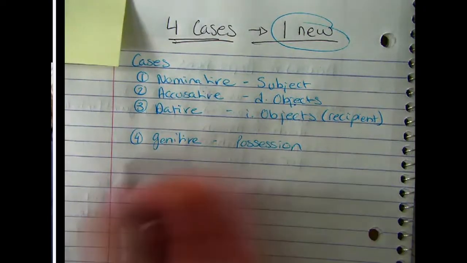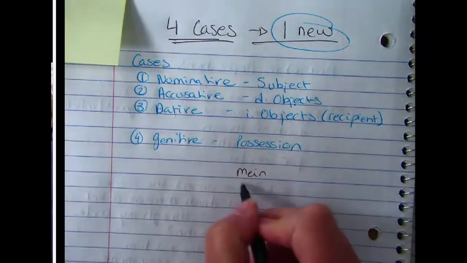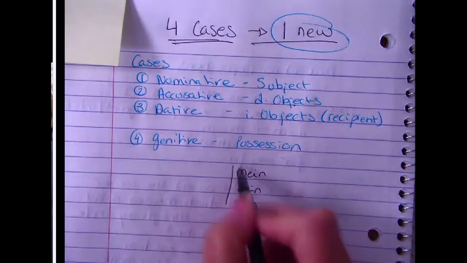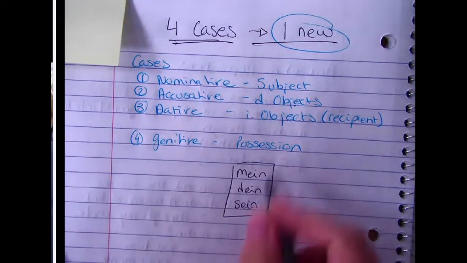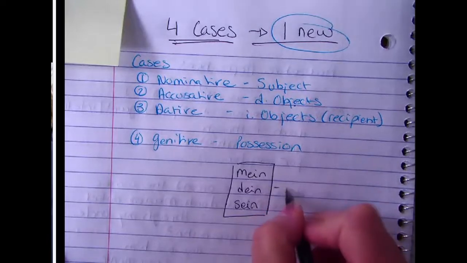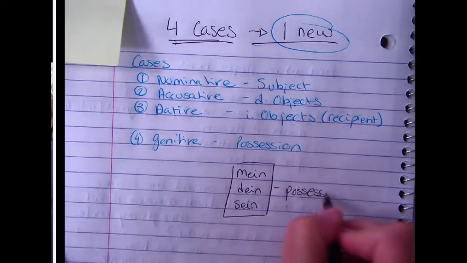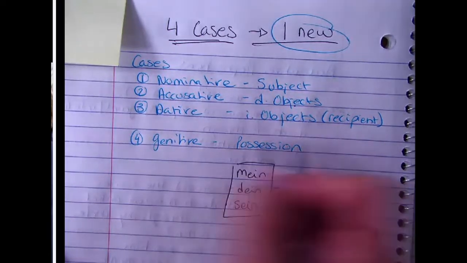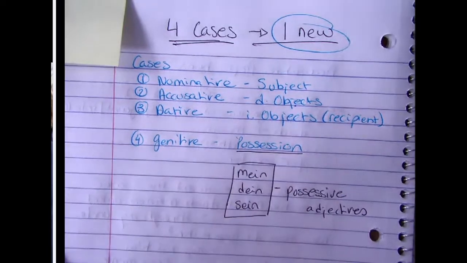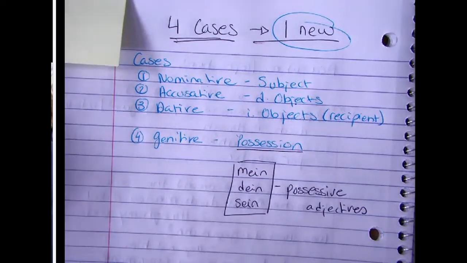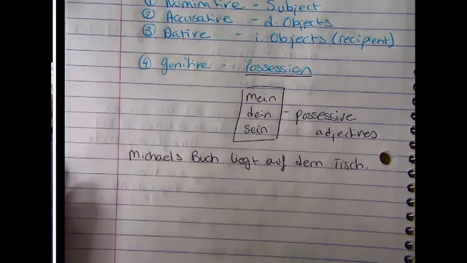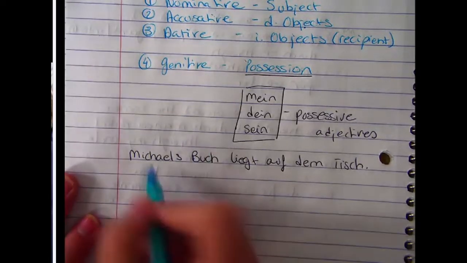So possessive adjectives were things like mein, dein, sein, right? So we can use these to modify nouns, and by using them we show possession. So those were the possessive pronouns or possessive adjectives. Okay, but genitive case in itself will show that something is owned by somebody. So I'm going to give you guys an example sentence. So here's the sentence. You've got Michaels Buch liegt auf dem Tisch.